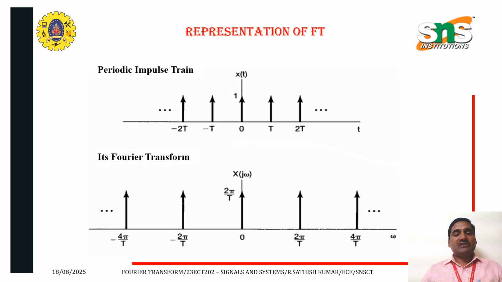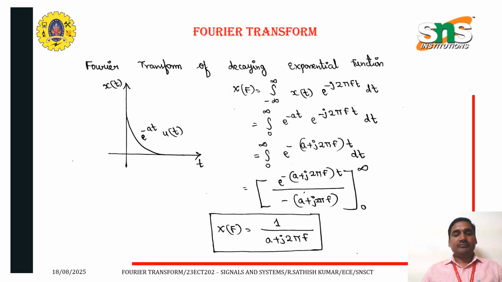Next one, representation of Fourier transform in terms of periodic impulse train with respect to minus 2T to plus 2T with respect to x of t. While we are applying the Fourier transform of the periodic impulse train, the Fourier transform can be represented in terms of X of j omega. The amplitude gets 2 pi by T. Therefore, the limits are from minus 4 pi by T to plus 4 pi by T with respect to omega.